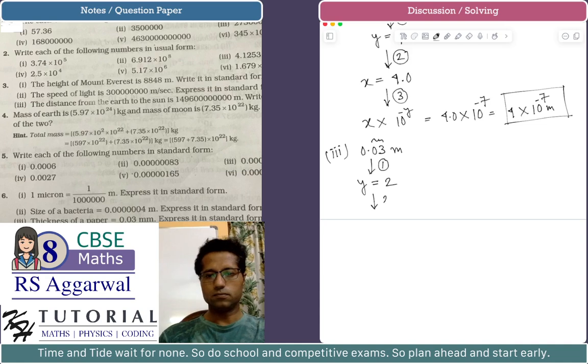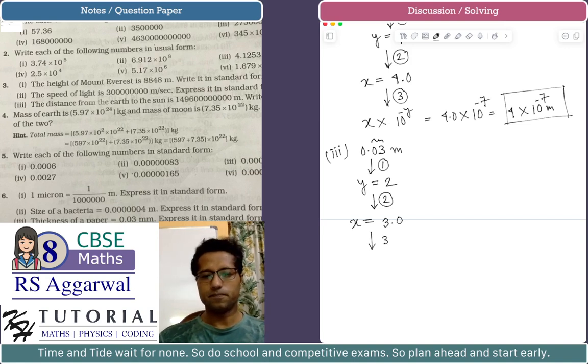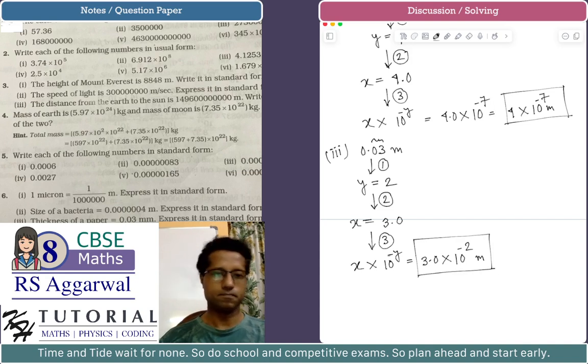Now after step 2, I will find x. What will be x? The given number. I will consider it as a whole number by ignoring the decimal point, which will be 3. And I will put a decimal point after the leftmost digit, so it will be 3.0. Now the final step: the standard form will be x multiplied by 10 to the power minus y. This is equal to 3.0 multiplied by 10 to the power minus 2 meter. So this is the thickness of a paper in standard form.